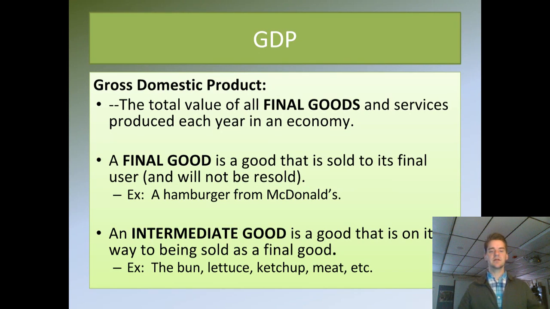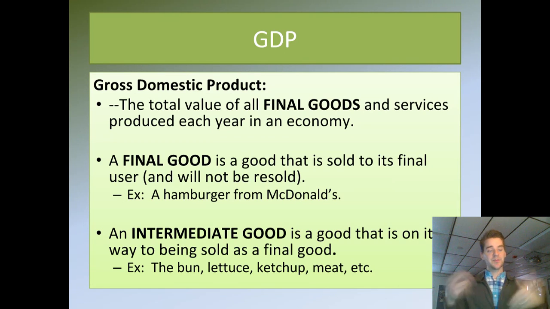Two random little details. This definition you see on the screen here is the total value of all final goods and services produced each year in an economy. This phrase final goods, what we mean by that is that a final good is a product that's been sold for the last time to its last user. So it's not going to be resold. So if you want an example, you could think of a hamburger at McDonald's. Now, that hamburger is being sold to you. It's not going to be sold to anybody else after you. It's done. So we're going to count that hamburger then, and it's going to be added to GDP.